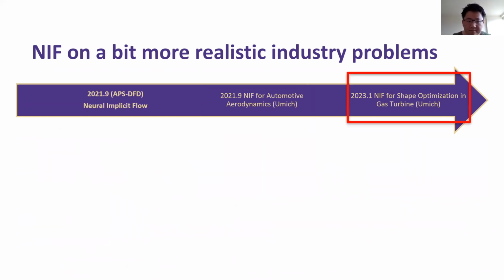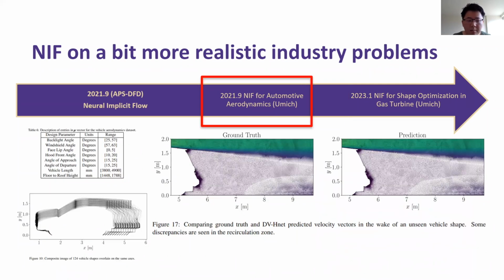Okay. Yes, and basically the DVHNet is another way of calling the NIF architecture.